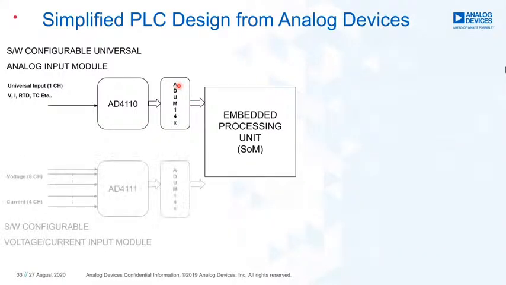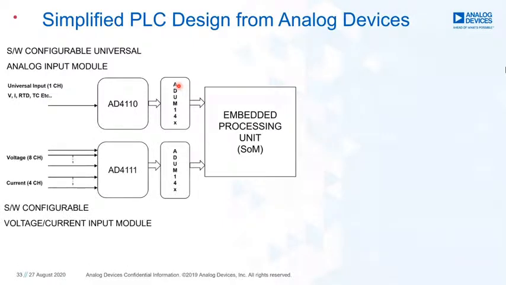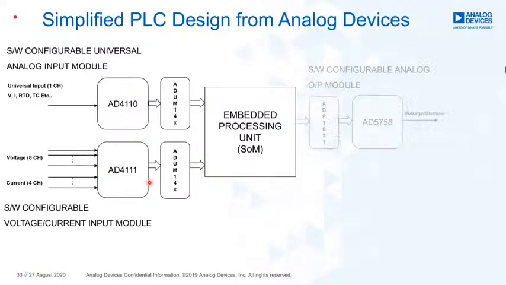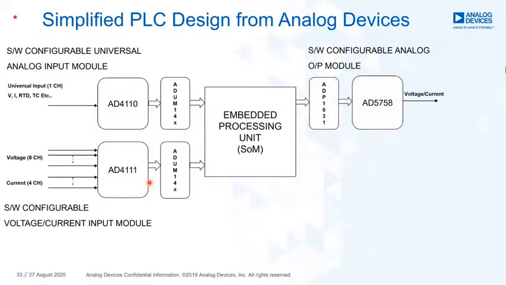Now there are applications where you want to deal with only voltage and current inputs with the unipolar supply. You just consider 4111. And if you need a configurable output, go for 5758. And use 1031 if you want to have isolation between your controller and the output module.